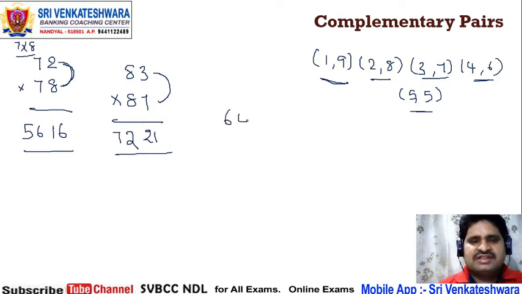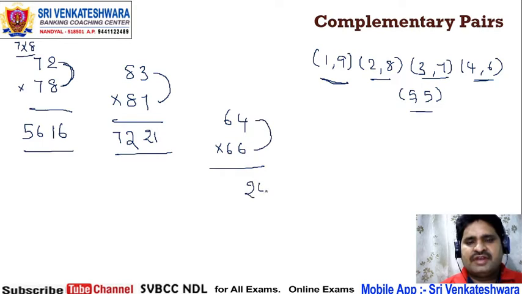If you want to write 64 into 66, how do we write it here? 4 into 6, that will be 24. And 6's next number, what I'm writing, is nothing but 7. 6 into 7, which I write as 42.